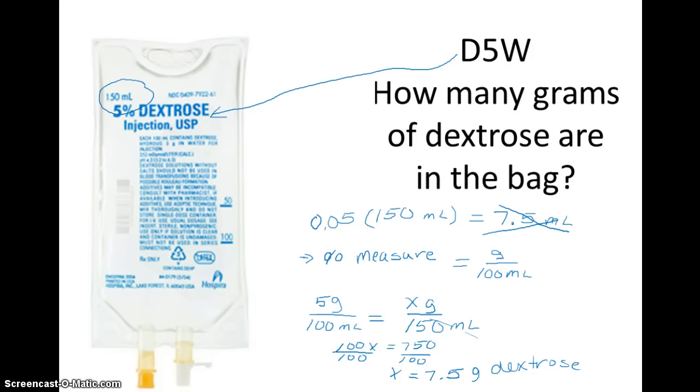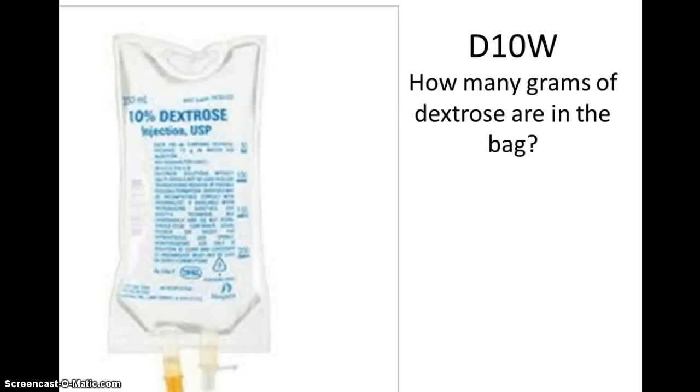Let's try a second example. Again, this is a dextrose problem. This time it is D10W. So that 10 is referring to the percent, and we see that here on the bag. So this time it's 10%. Again, it's an IV fluid, so it's a percent measure problem. So that means 10 grams of dextrose per every 100 mLs. We want to know how many grams of dextrose are going to be in the entire bag. Now it's not the best picture, but over here is the total volume, and although it's not 100% clear, that would be 250 milliliters. So I've set up my proportion.